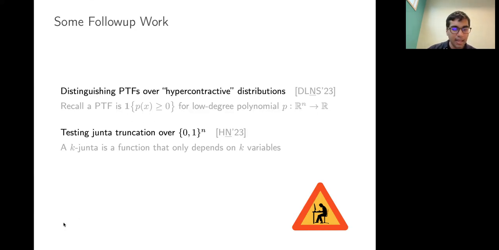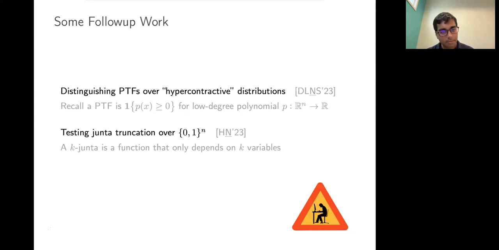A degree D polynomial threshold function is the indicator of a degree D polynomial P being bigger than 0. And in work that we're typing up right now, we can show that you can distinguish polynomial threshold function truncation over hypercontractive distributions. So this includes the Boolean hypercube, this includes Gaussian space. It's a broad class of distributions, and it's a broad class of truncations as well. It's convex as well as non-convex.